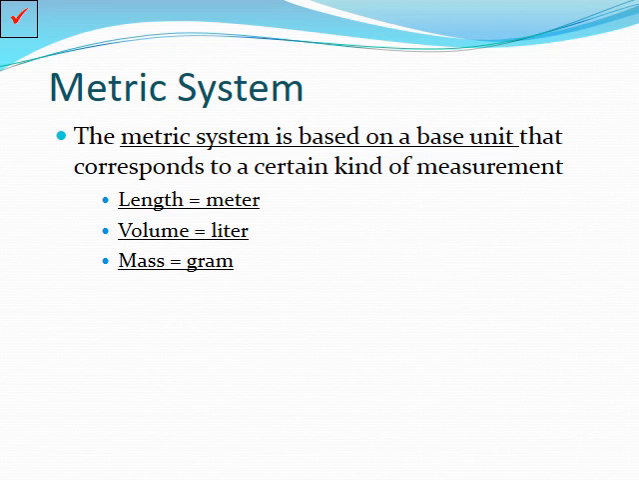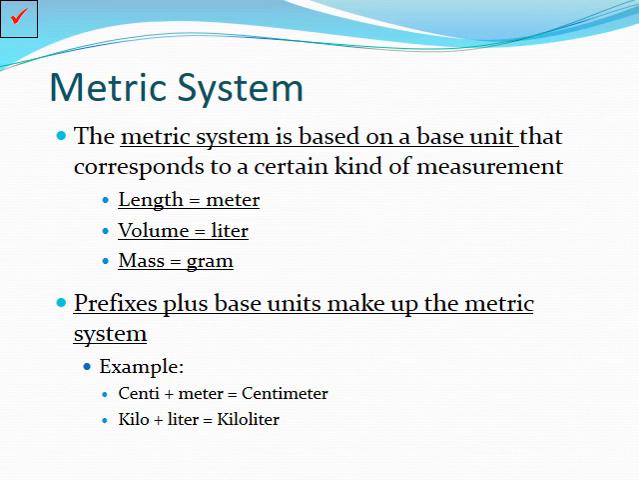The metric system is based upon a base unit that corresponds to a certain kind of measurement. For example, length corresponds with the base unit of meter, volume, the base unit of liter, and mass, the base unit of gram. Now, if we go ahead and assign a prefix along with these base units, this will comprise what we call the metric system. So for example, centi means 1/100th. And if we combine centi with meter, that simply makes a centimeter, or 1/100th of a meter. Now, a kiloliter, kilo meaning 1,000, and liter corresponding with volume, means we have 1,000 liters.